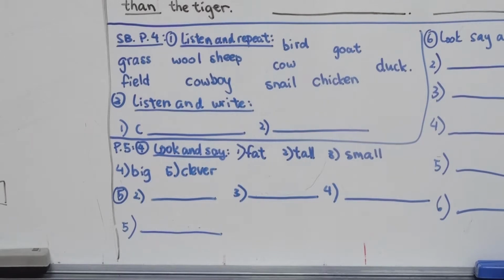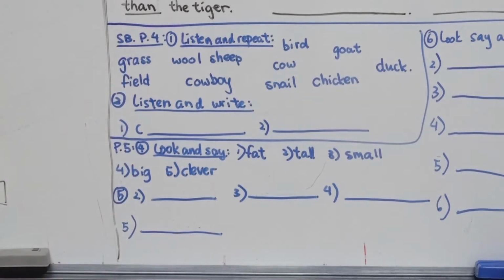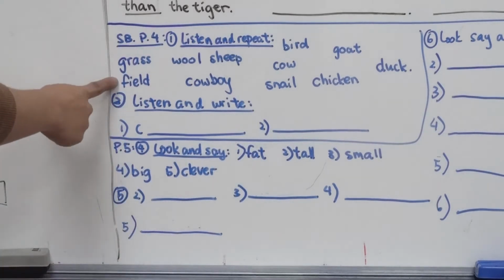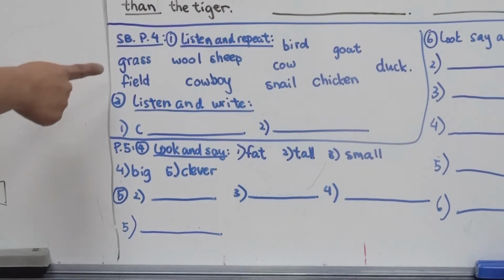Field. All right, so point to field. Say it with me together 3 times. All right, Crystal, can you join us as well? Can you say field 3 times? Field. Field. Field. All right, let's go to the next one. Grass. All right, 3 times again. Grass. Grass. Grass. Okay? Very easy to do, right?